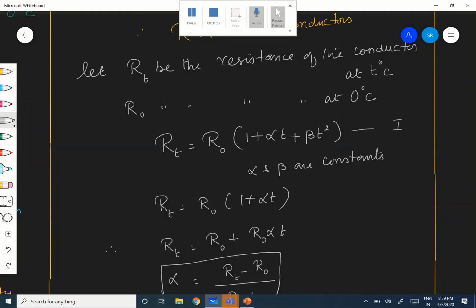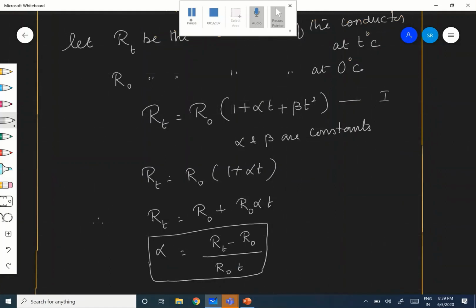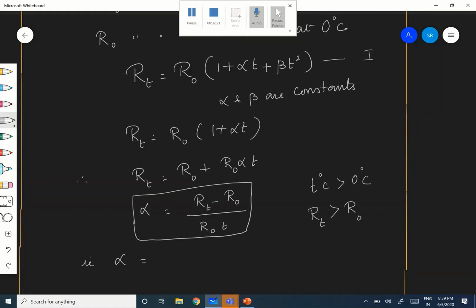Your RT has to be larger if T degree Celsius is more than 0 degree Celsius. Therefore, you can show RT has to be more than R naught. As you increase the temperature, the resistance will increase. Therefore, RT minus R naught is the increase in resistance. If you increase the temperature, resistance will increase.